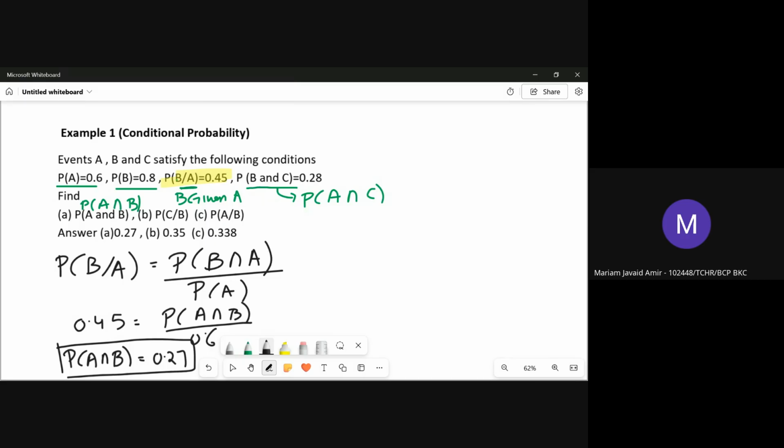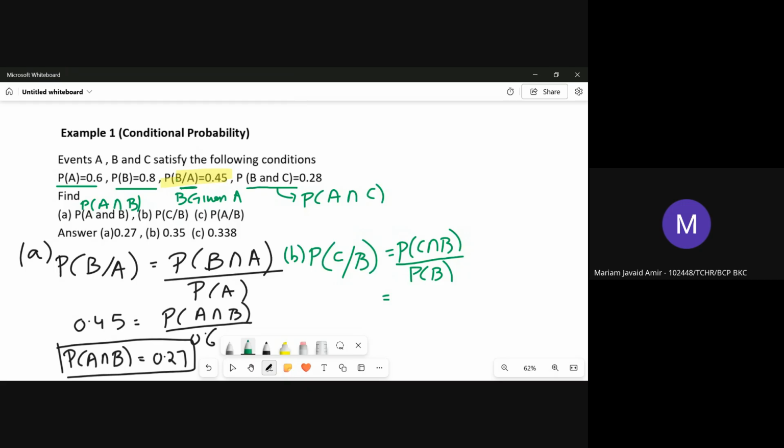This was part A. For part B, we have to find probability C given B. So the formula will be probability C intersection B in the numerator divided by probability of B. C intersection B is already given, 0.28, divided by probability of B, which is also given. So 0.28 divided by 0.8 is 0.35.